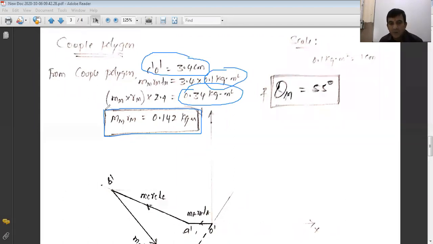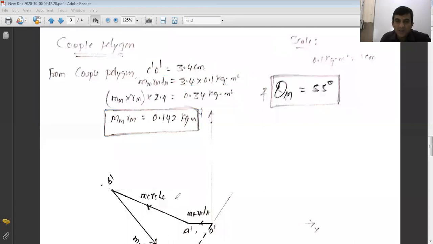Is there any doubt? Excuse me, sir, from your C to O dash, it is very inaccurate, 1 mm or 2 mm. Because it's a graphical method, plus or minus 5% error is acceptable. You may get 3.2, or 3.5, 3.6 also. Plus or minus 5% error is acceptable in the graphical method, because some manual error and instrumental error is there.